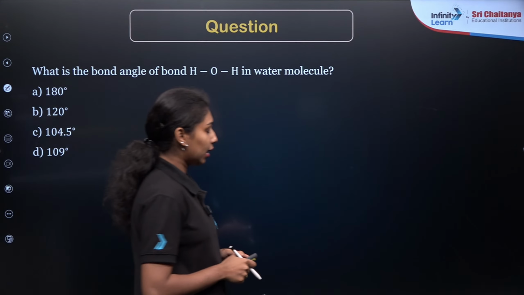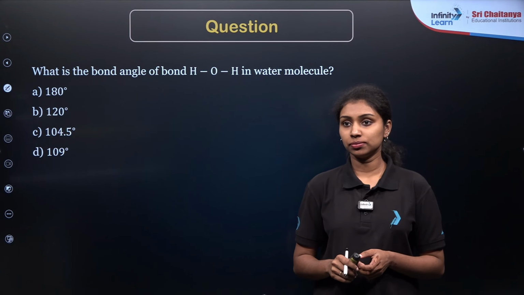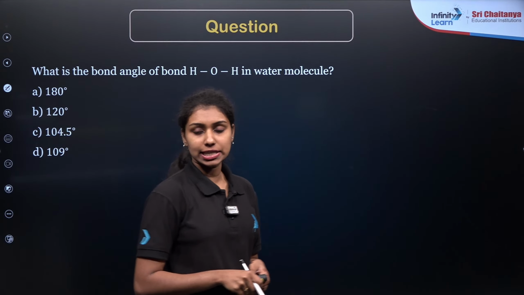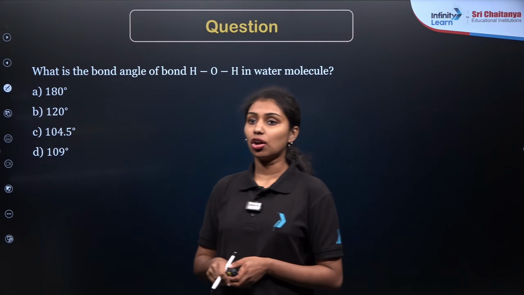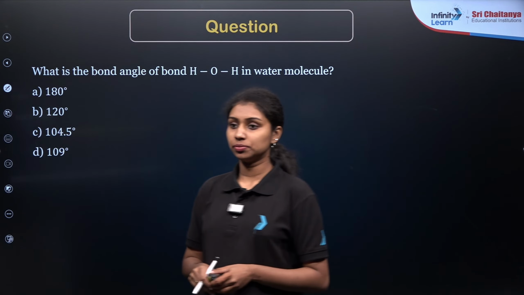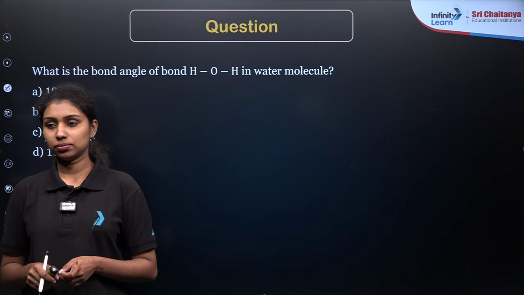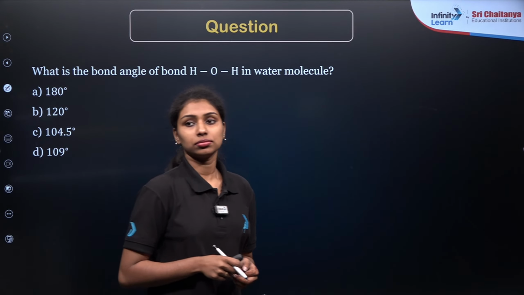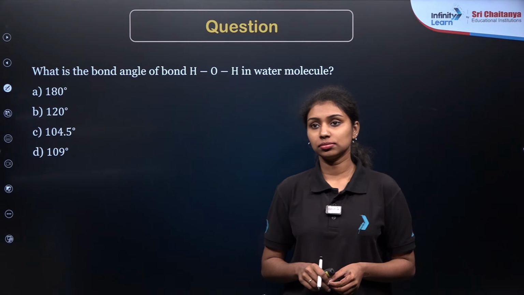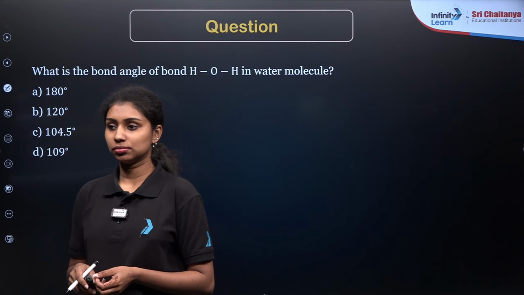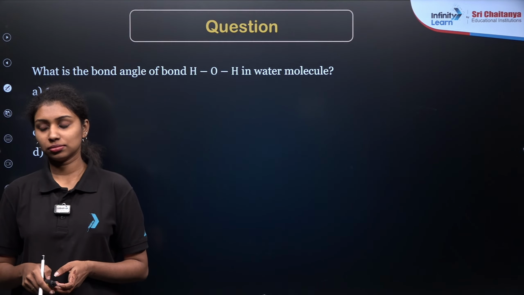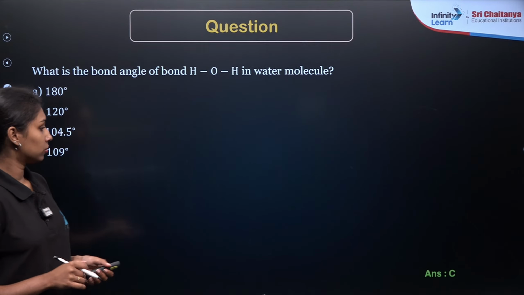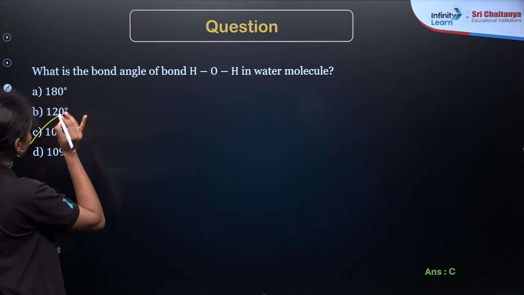Here is the next question again. What is the bond angle in the case of the water molecule? This is again another exceptional case for the sp3 hybridization. What is the bond angle of the HOH bond in the water molecule? So option C is the correct answer, 104.5.